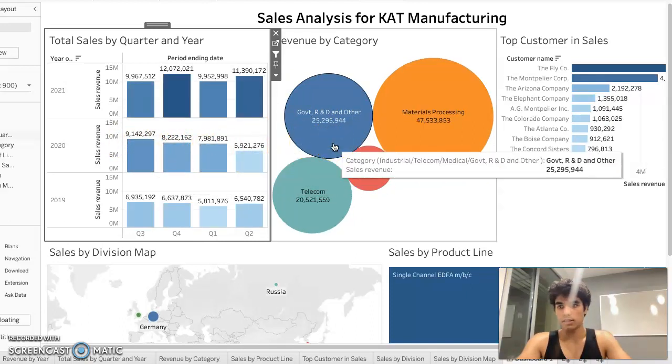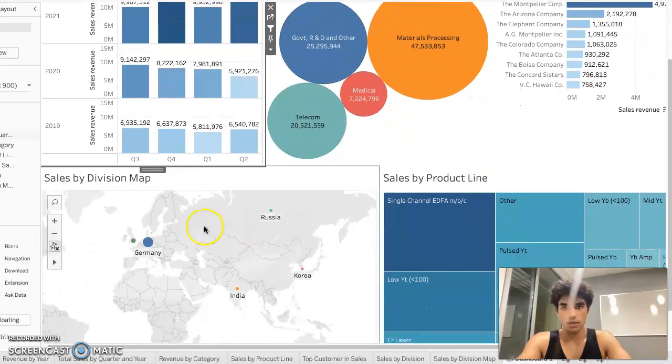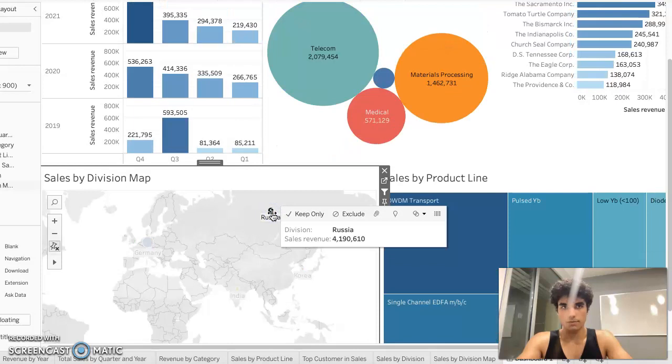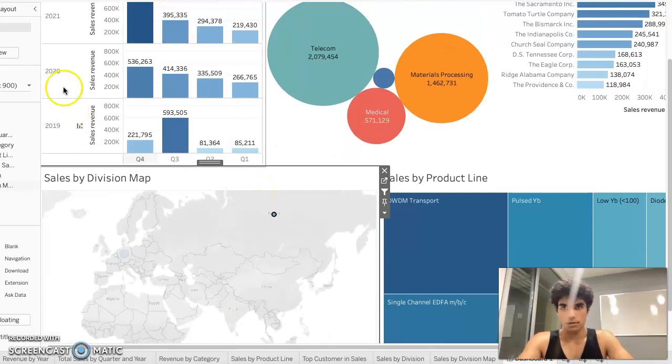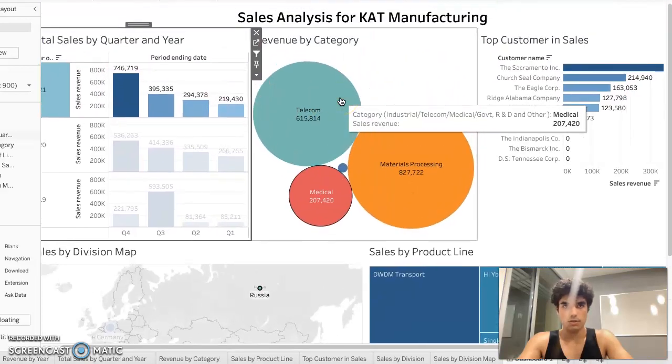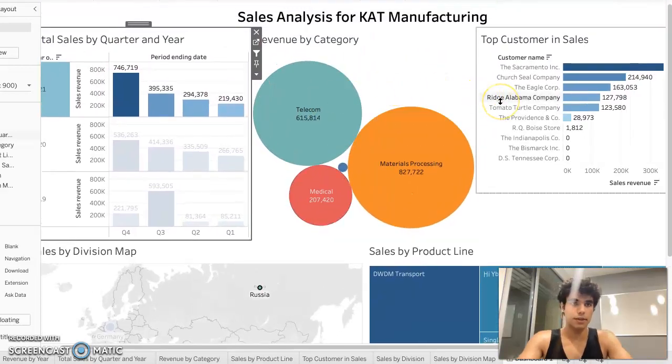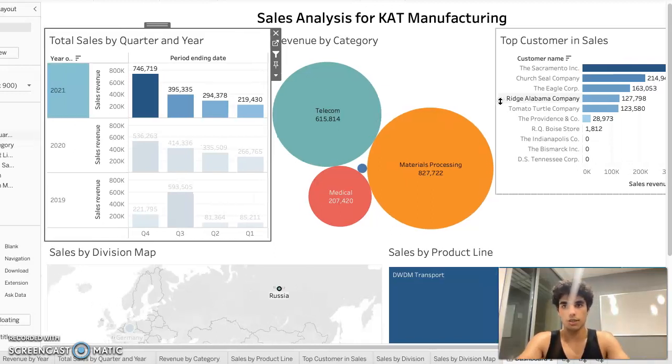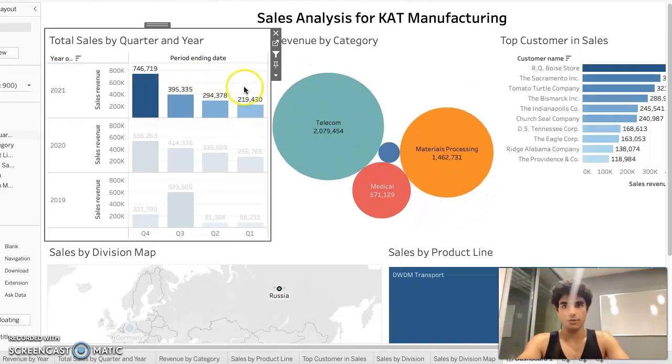And then the next question is, who is the top customer for Russia division in 2021? So we're going to click on Russia. We're going to click on 2021. Who's the top customer? The Sacramento Inc. is the top customer in sales for Russia in 2021. Okay, and now for the last question.